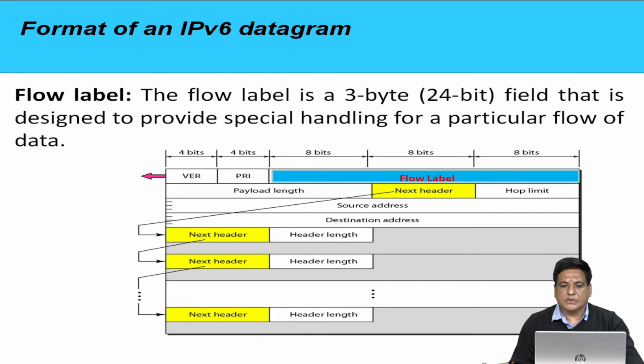Flow label. The flow label is a 3-byte field, which comprises a 24-bit field that is designed to provide special handling for a particular flow of the data.